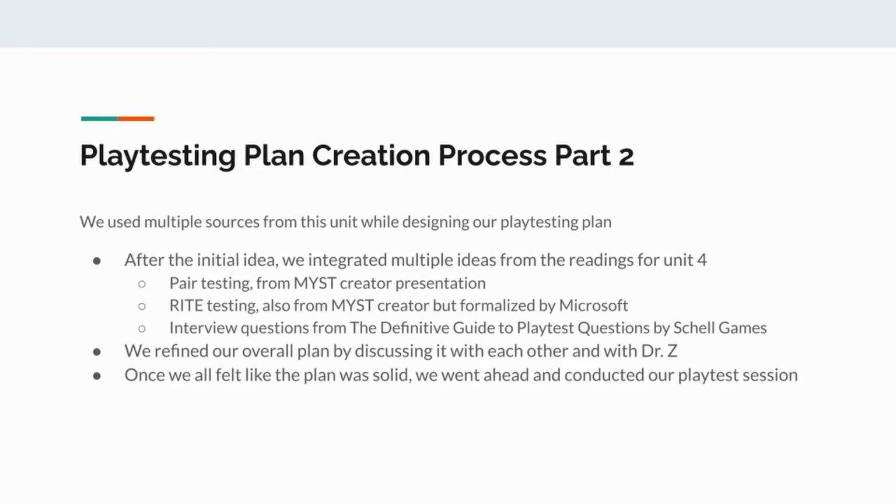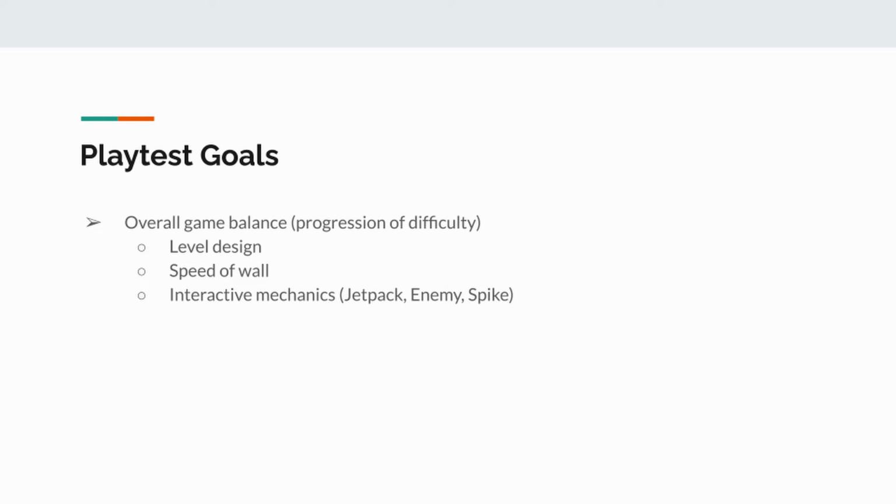Once we felt like the plan was solid, we went ahead and conducted our playtest session. Since the core aesthetic of our game is challenge, we thought that our playtest should answer the question of whether our game's overall balance or progression of difficulty was appropriate. The difficulty of the game comes from a few mechanics.